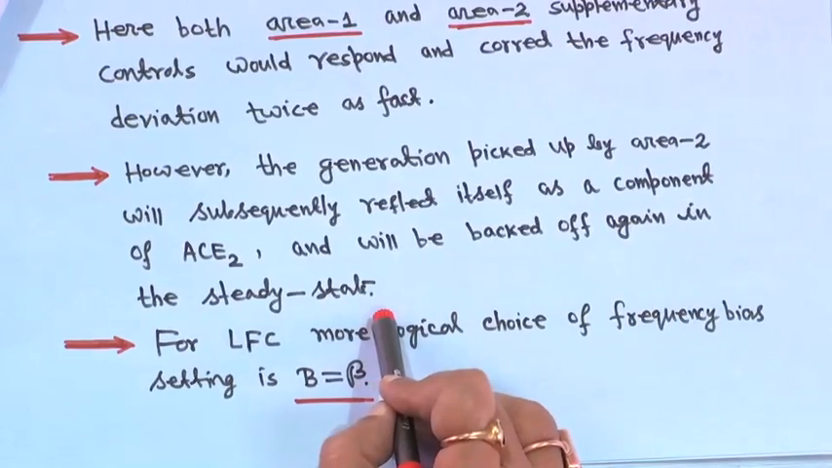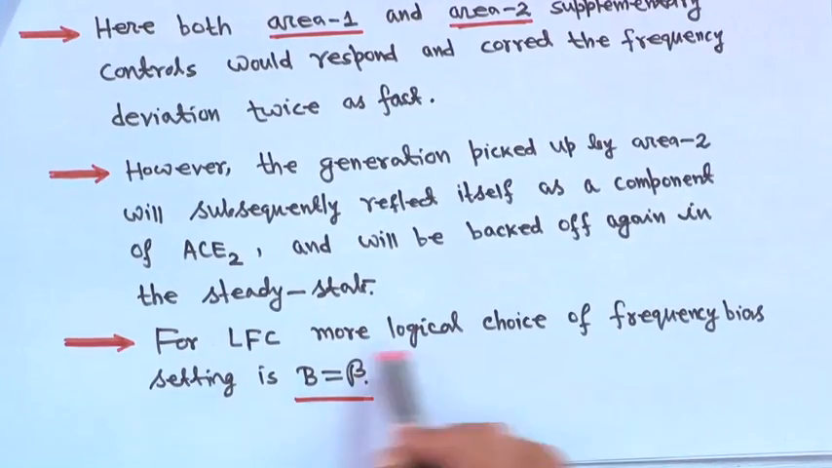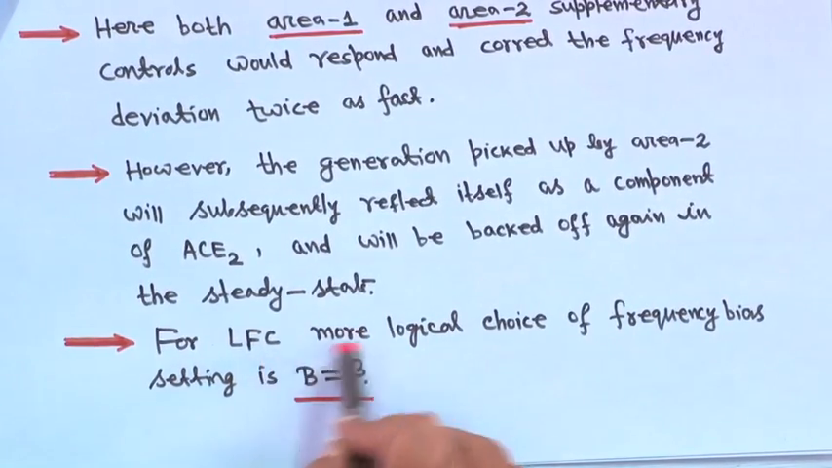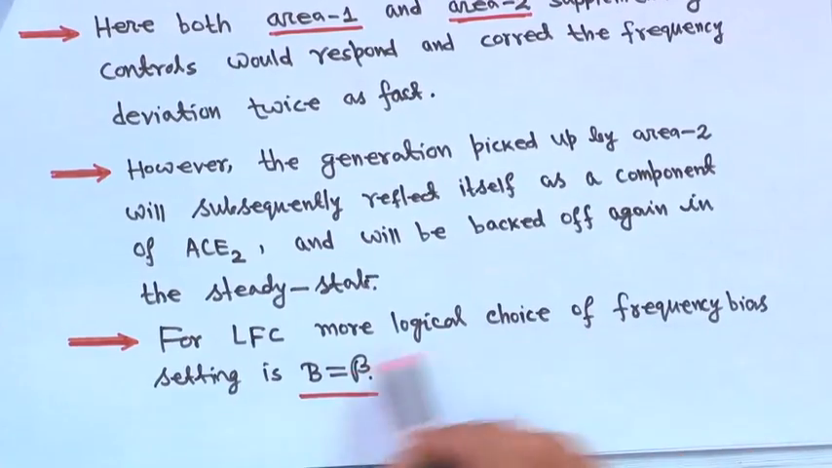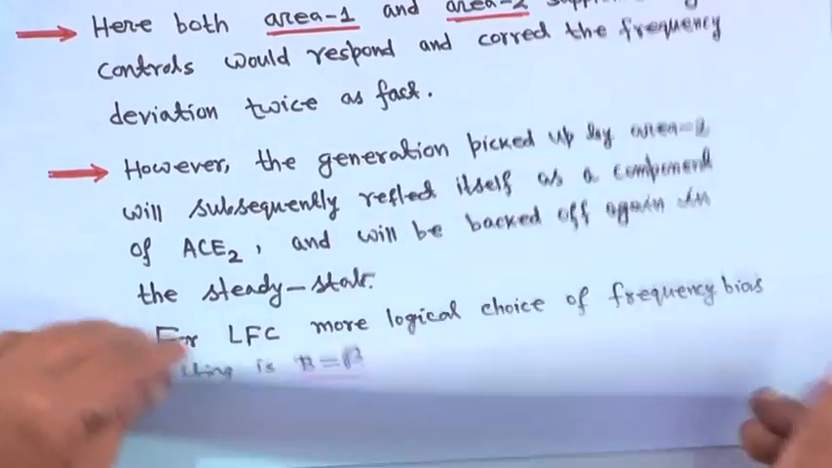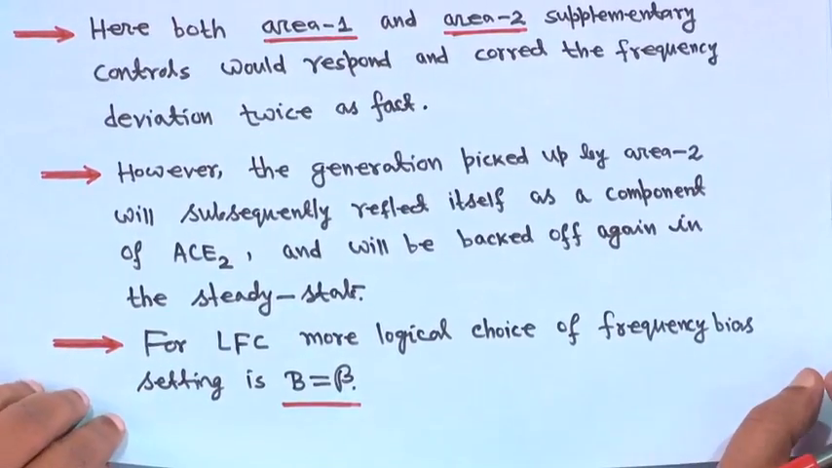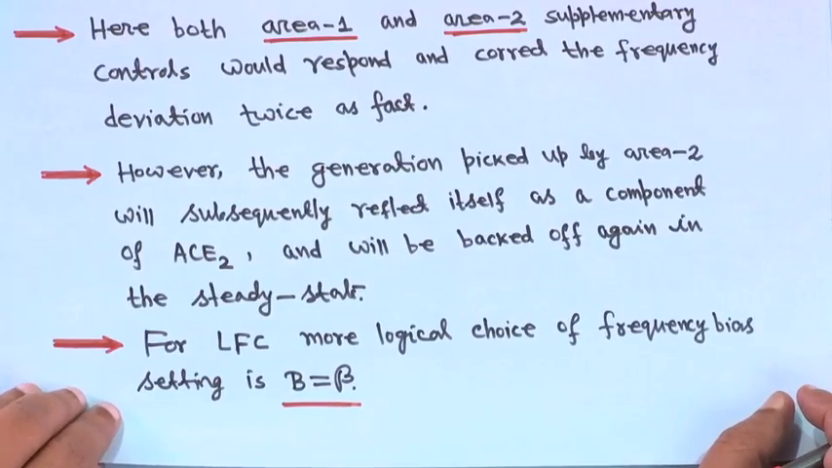in the steady state. So, therefore, for the LFC mode, load frequency control, the more logical choice of frequency bias setting is B equal to beta, right. So, that is the most logical choice, but B cannot be less than beta, right. So, this actually gives you a question: why B cannot be less than beta.